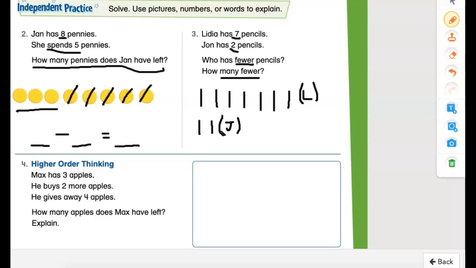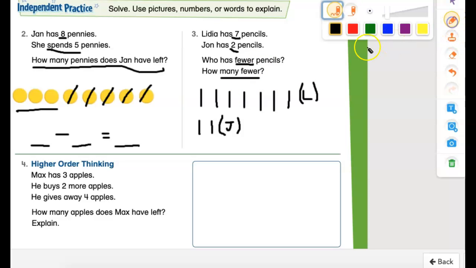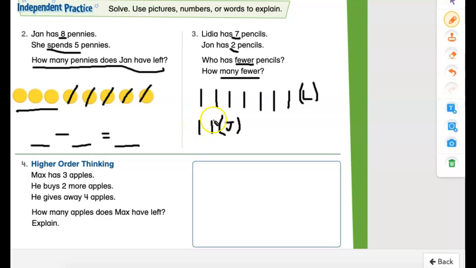2 is smaller than 7. So we know that John has fewer pencils, but how many fewer? So what I like to do, I'm going to use a different colored pen. I like to compare and see how many they each have. So they each have 1, because I can see how they line up. They each have 2. But after that, John is out of pencils. But Lydia still has all of these pencils over here.